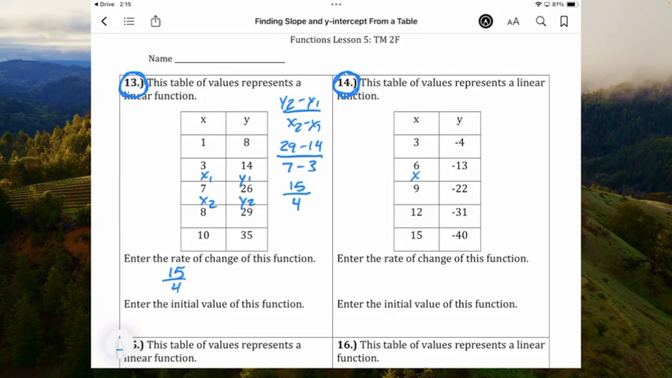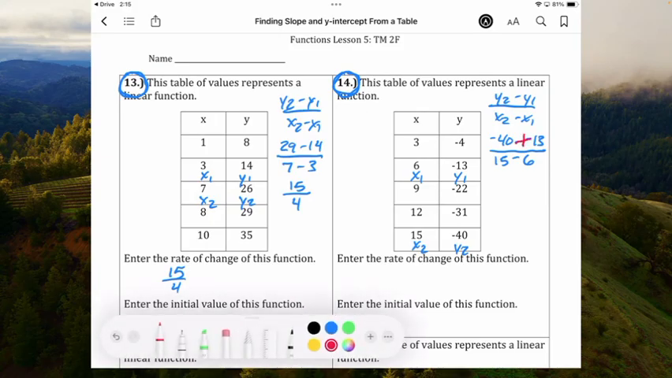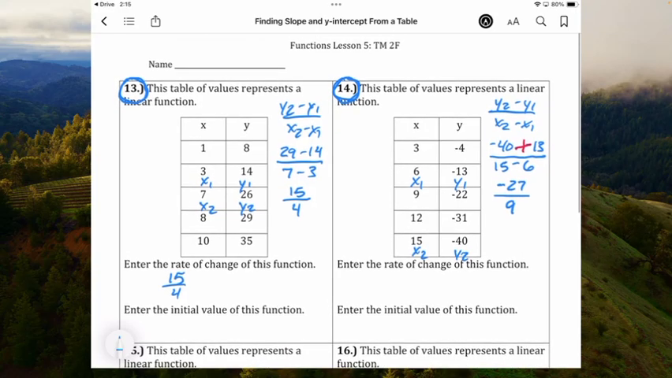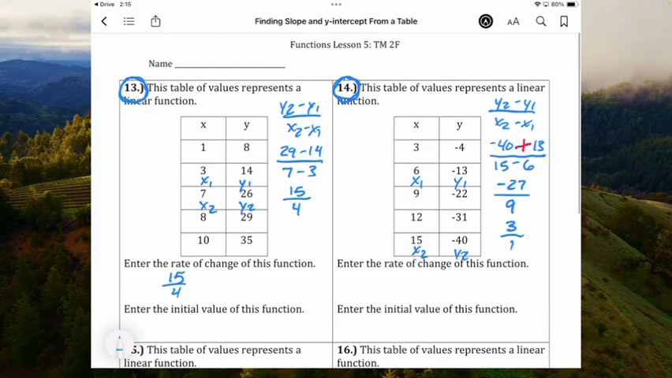Rate of change here, let's go x1, y1, x2, y2. y2 minus y1 over x2 minus x1. Template. Negative 40 minus negative 13. 15 minus 6. Fix the double negative, make it a plus sign. Negative 40 plus 13 is going to be negative 27. 15 minus 6 is going to be 9. Both of those are divisible by 9, and that simplifies to be 3 over 1.